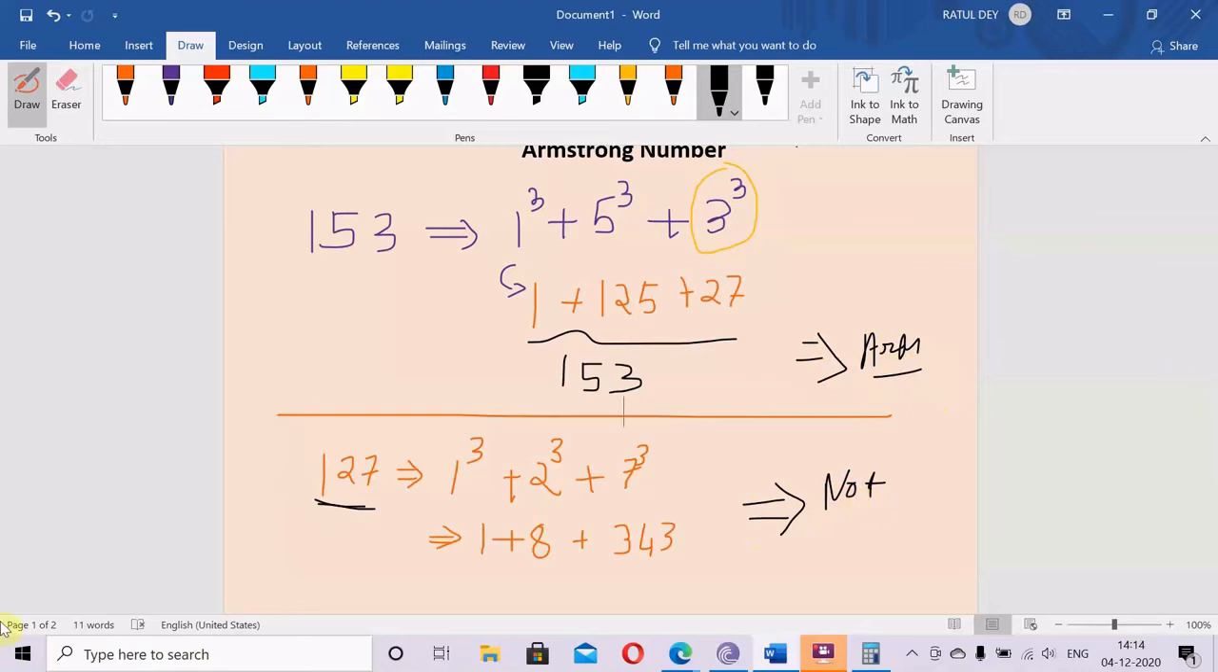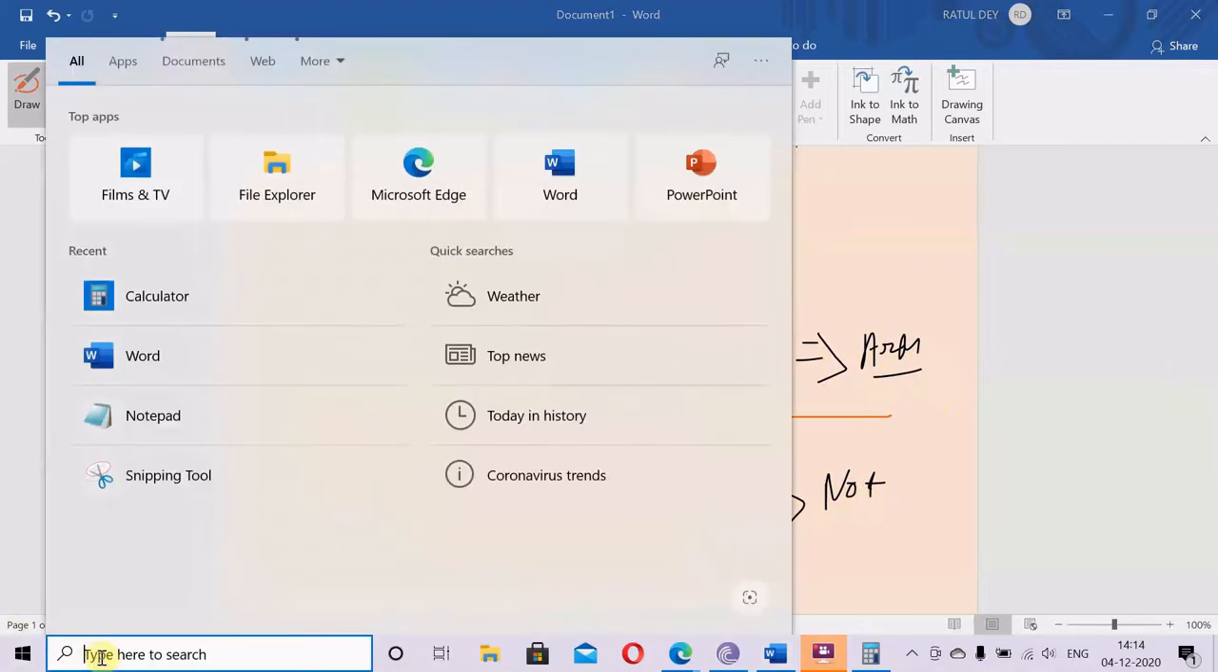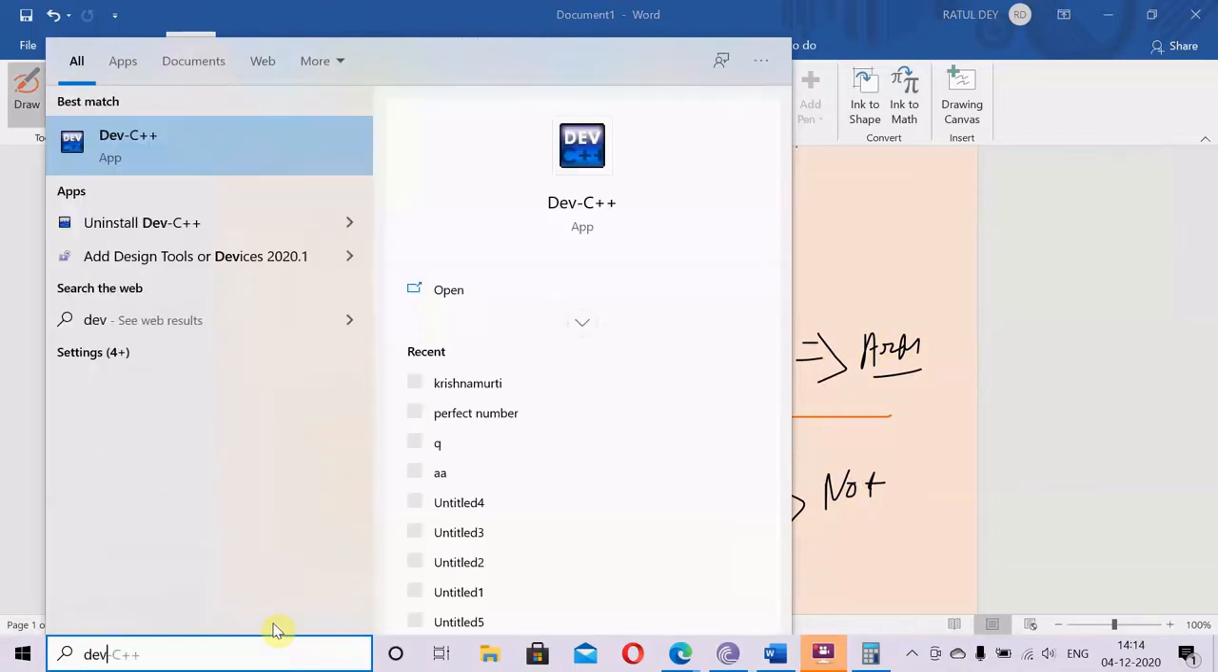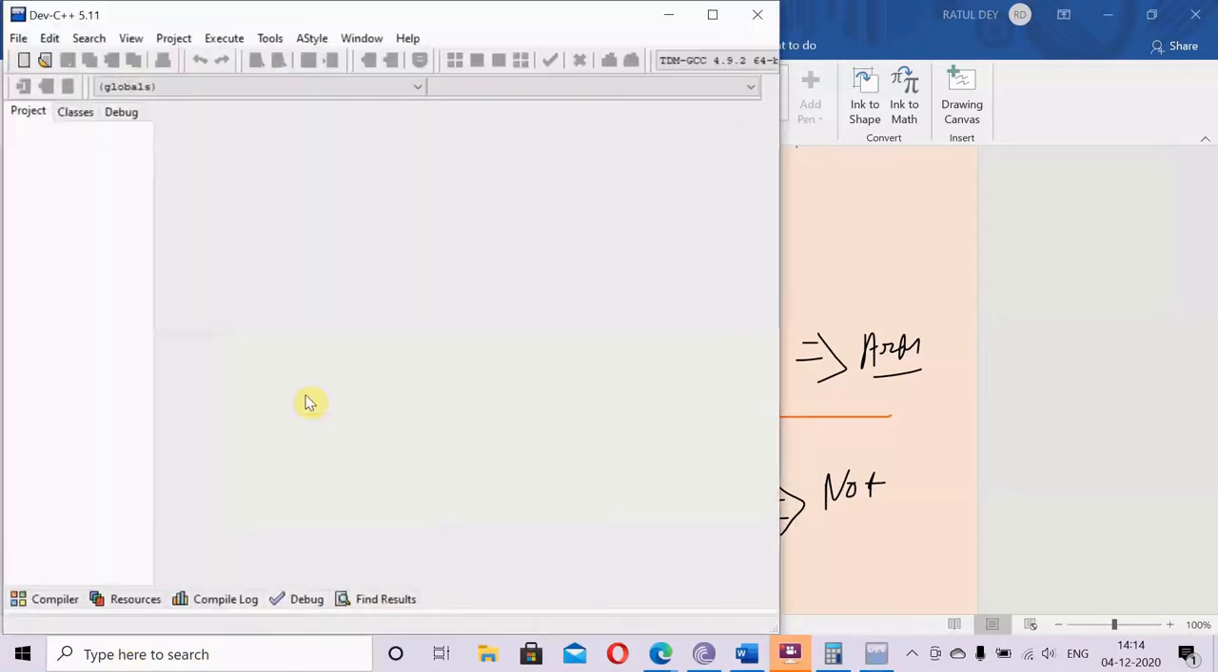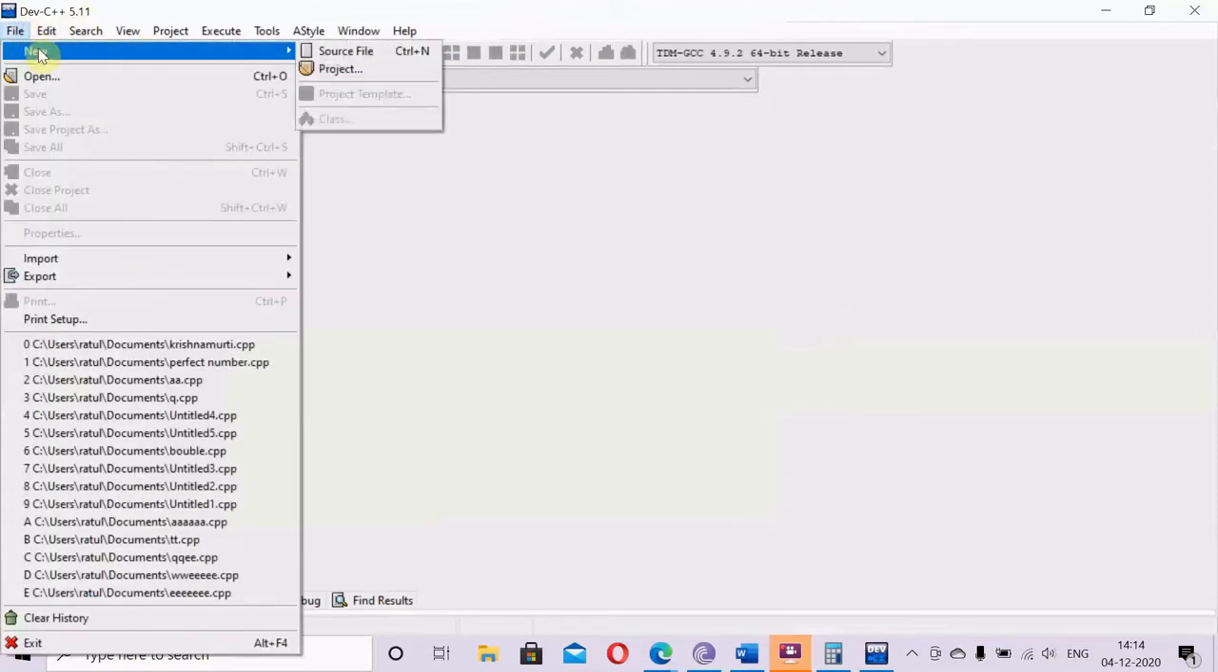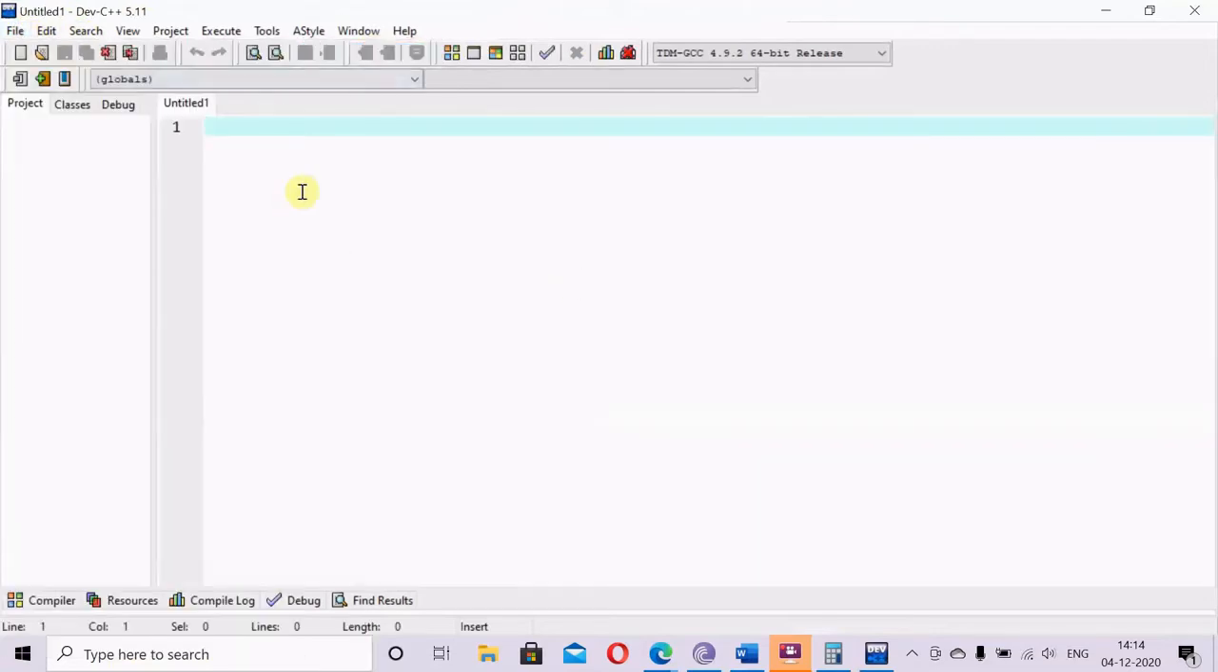Now how can we write the code? So I will try to write the C code with this. Please all of you open the compiler. Open Dev C++, and those who are new, I request you to install Dev C++. It is a 50 MB software. Download it, click OK and yes, and you can find this platform. Go to File, New, and Source File.